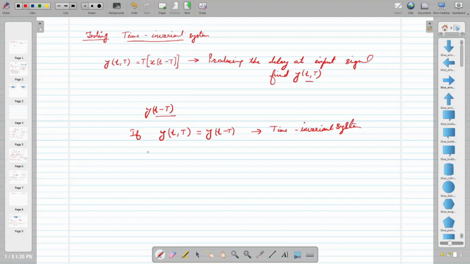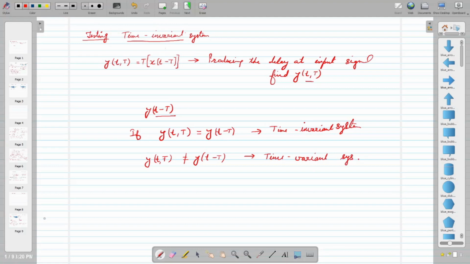If it is not equal, that is, y(t, T) is not equal to y(t - T), then the system is a time variant system.